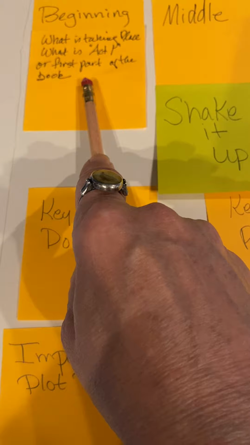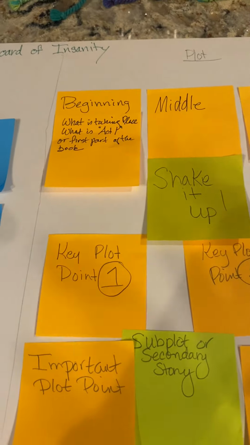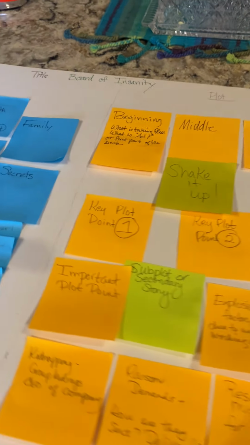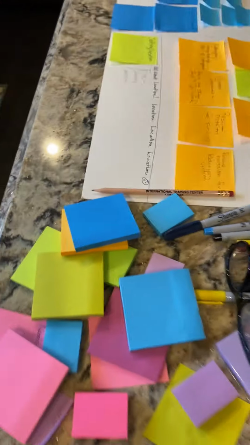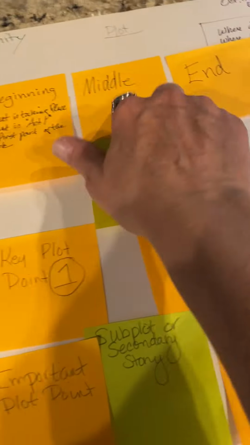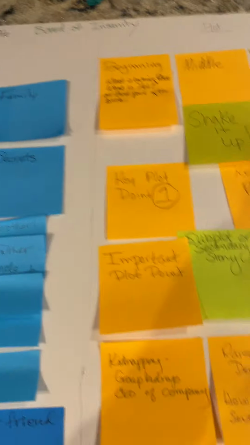What is taking place? What is Act 1? Some people call the beginning of the book Act 1. They divide their books into 3 acts. And I think that's perfectly acceptable. Sorry, I had to shut the fan off on my stove. So you can either call it the beginning, middle, the end, or Act 1, Act 2, Act 3. That is completely up to you.